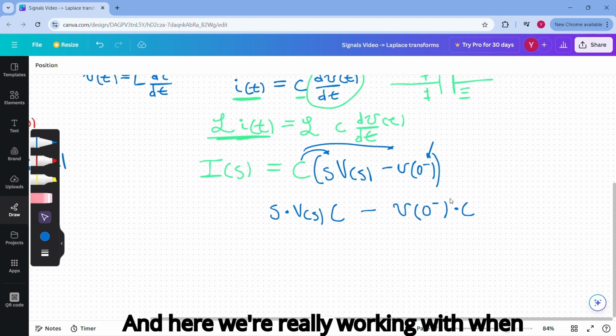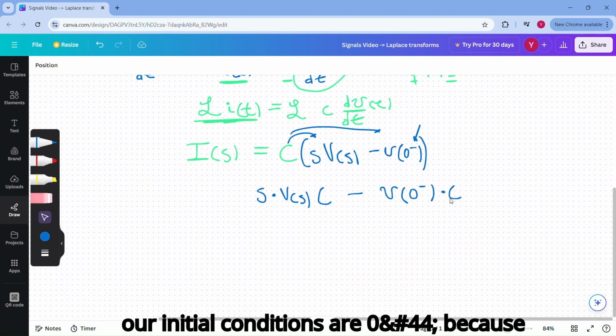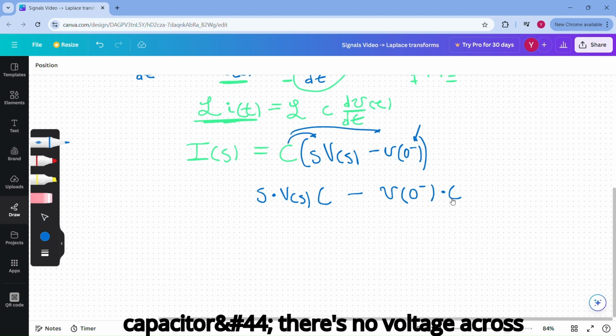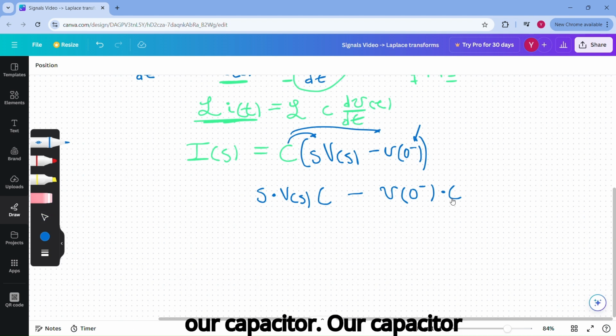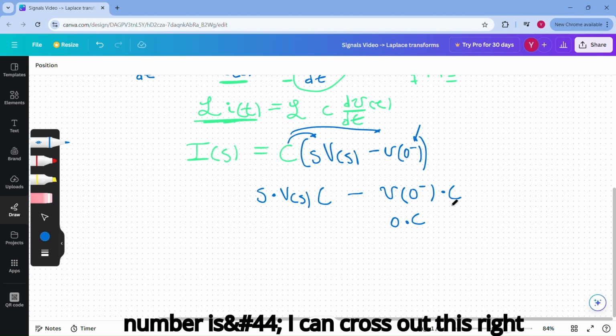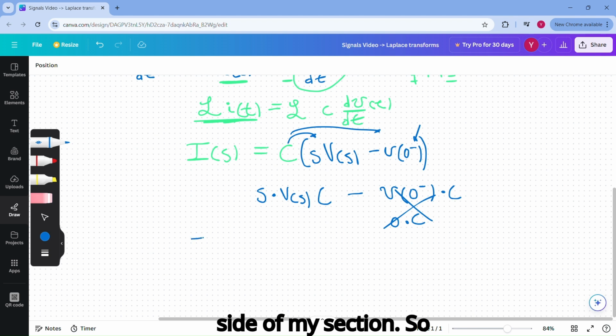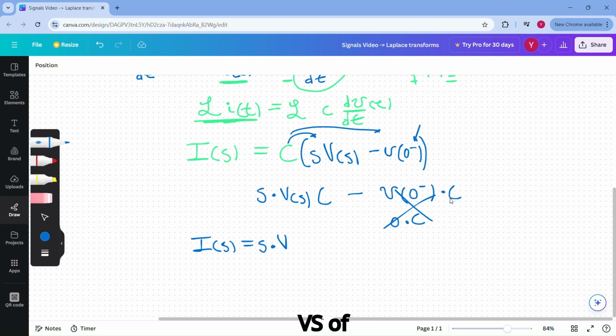And here we're really working with initial conditions of 0, because at the beginning of our capacitor, there's no voltage across it. Our capacitor is not charged yet. So if my initial condition is 0, 0 times the capacitance, doesn't matter what my number is, I can cross out this right side of my expression. So now I have I of S is equal to S times V of S times C.